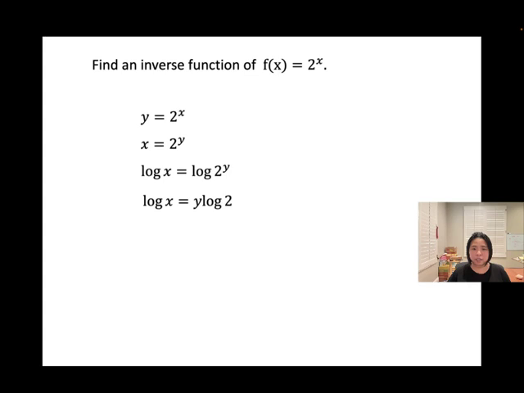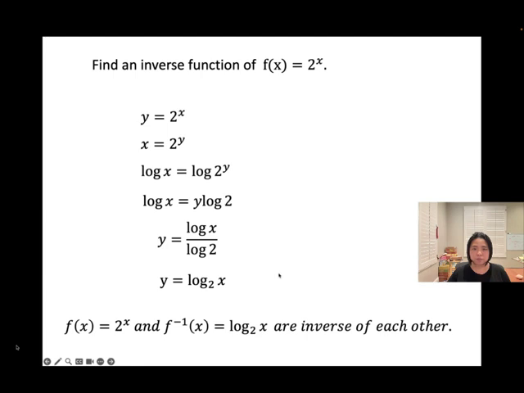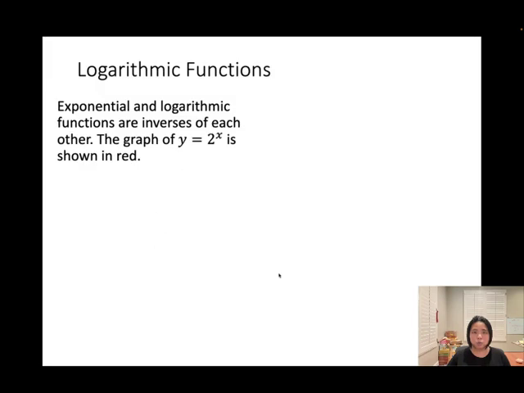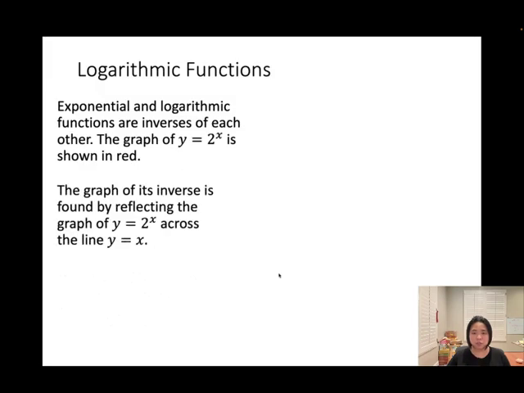Divide by log 2 for both sides. And then we could rewrite this guy, that will become log with the base 2 of x. And this is going to be the inverse function of f of x. Okay, so we know how to find the inverse function. Now we want to graph the inverse function.